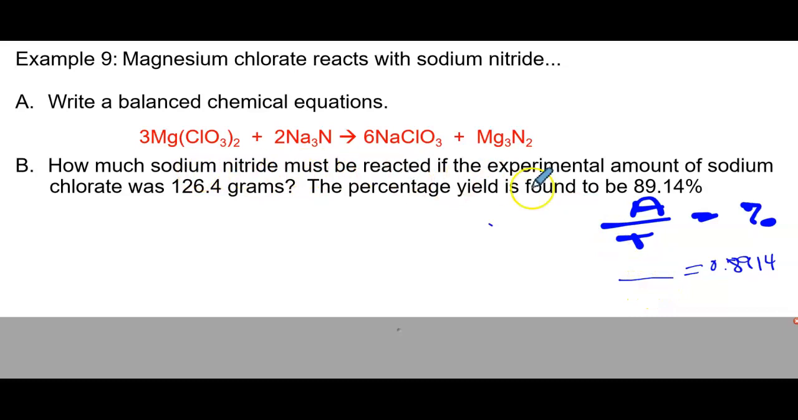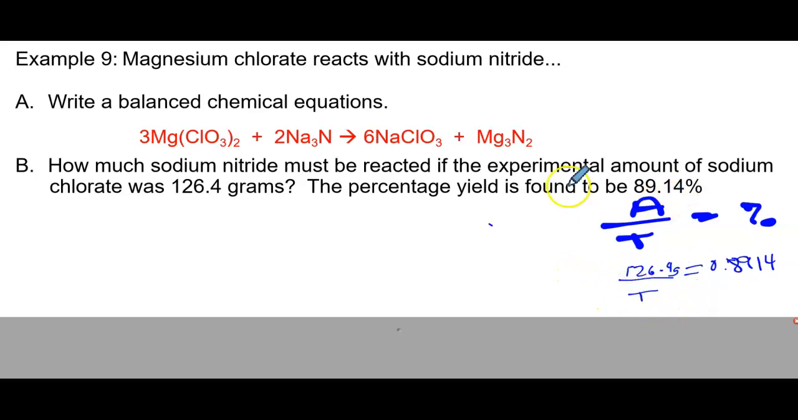Okay, so what are we given in the problem? We're either given an A, or we're given something to get to T. We have to have the starting amount to get to T. Let's see what we have. It says we have the experimental amount. That's the same thing as A. So we have 126.4 grams of this. Then we can calculate T.